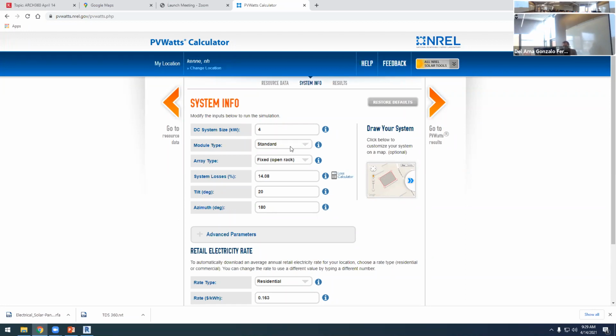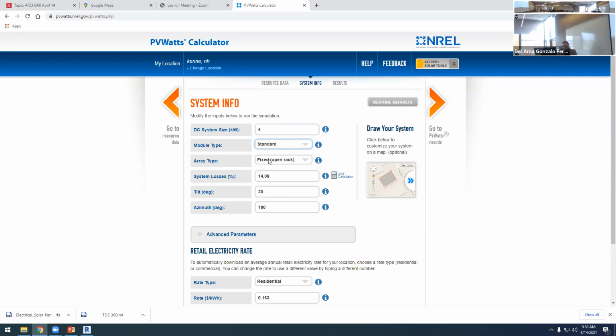Okay, so here we have the module type. For the module type, we have the standard, the premium, or the thin film. Well, I don't want to go over this today. We're going to use standard. Standard is crystalline. You know that there's crystalline and there's thin film, or the amorphous. The crystalline has a better performance, but the thin film, well, we don't have cells, so it can be transparent. We will explain this later.